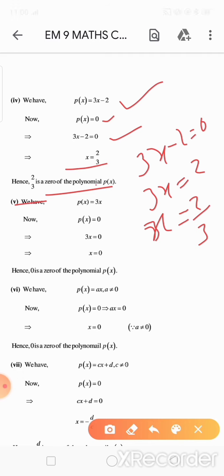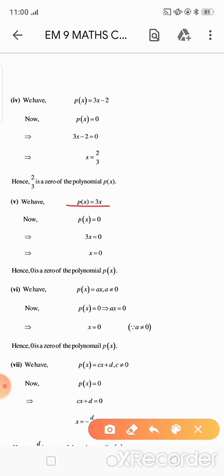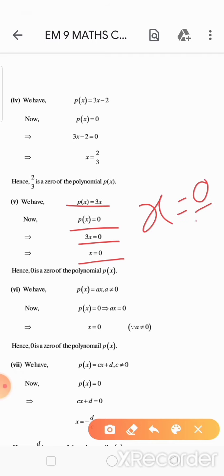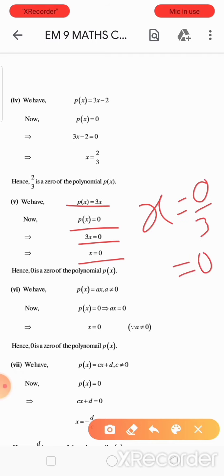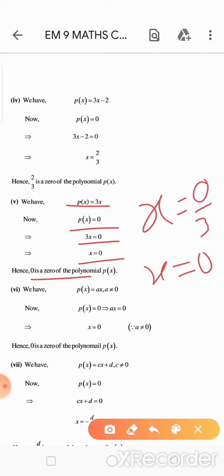Next question, question number 5. Our polynomial p of x is equal to 3x. P of x equal to 3x, equating the polynomial to 0, and 3x equal to 0 means x is equal to, here 3 is multiplied, that side it will be divided. 0 upon 3 means 0. For x equal to 0, 0 is the zero of polynomial p of x.